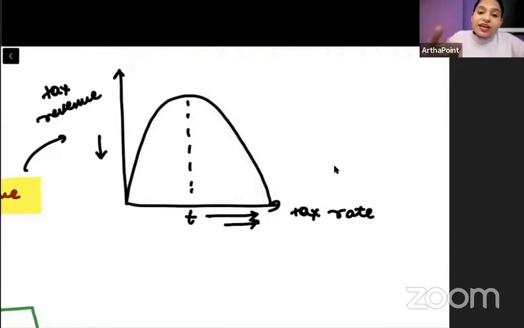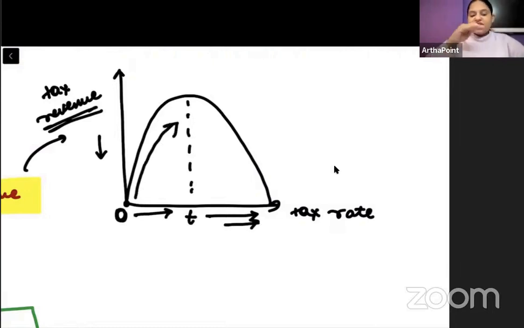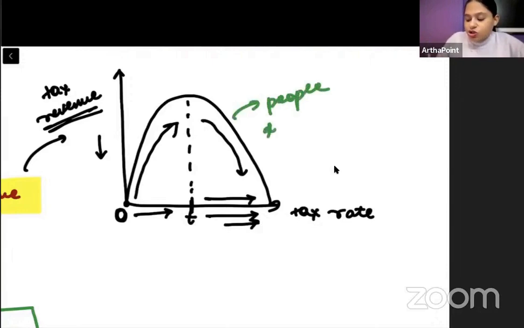So he said that there is a U-shaped relationship. Initially, of course, अगर tax rate zero होगा तो tax revenue will also be zero. But as you increase the tax rate, then the tax revenue will increase. जैसे जैसे tax rate बढ़ाओगे, tax revenue बढ़ेगा. Later, after this tax rate, as you increase the tax rate, tax revenue will decrease. Why? क्यों कम हो जाएगा tax revenue? Because here people will be discouraged to work.